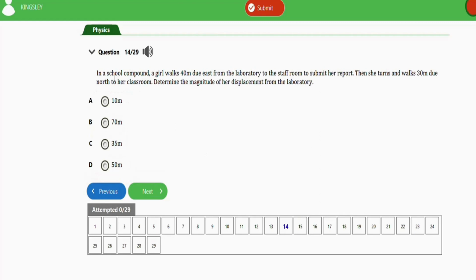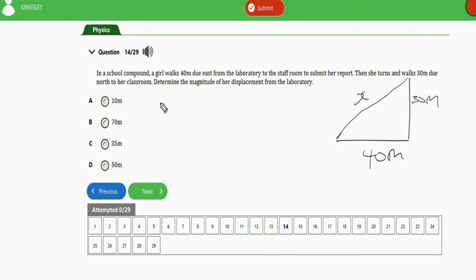It says, in a school compound, a girl walks 40 meters due east from the laboratory to the staff room to submit her reports. Then she turns and walks 30 meters due north to her classroom. Determine the magnitude of her displacement from the laboratory. So we're going to apply the resultant formula to get it. Initially, the girl walked 40 meters due east, and then she walked 30 meters due north. So we are going to have this displacement. We are looking for the value x, the magnitude of our displacement.